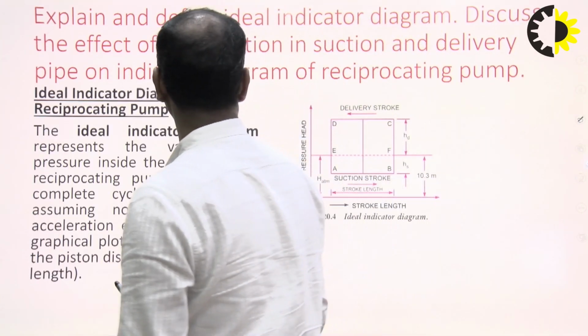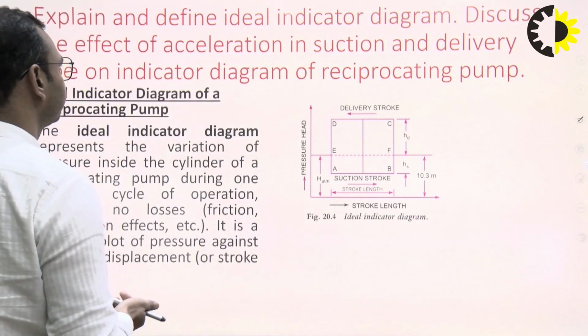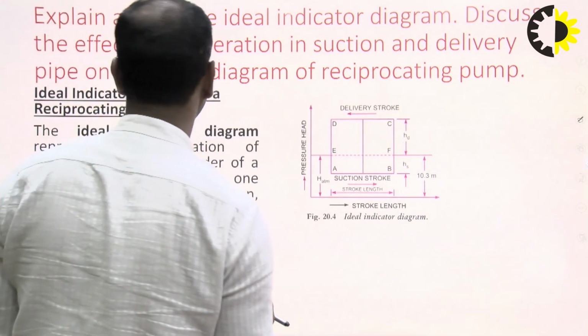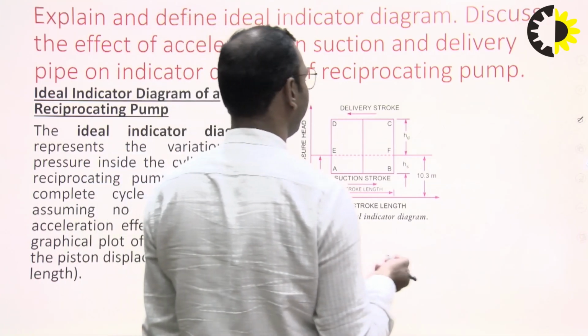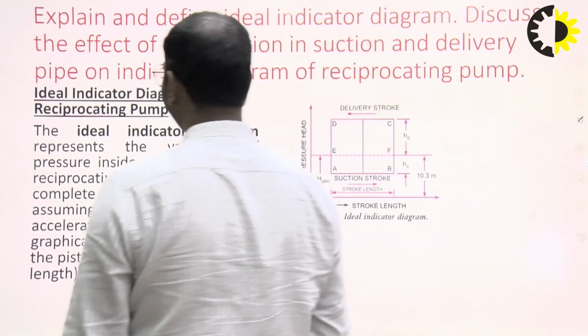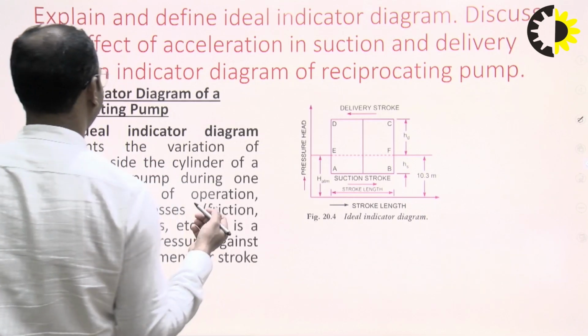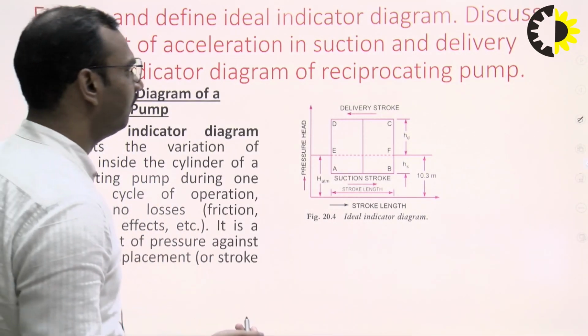Then what is the effect of acceleration in the suction and delivery pipes on the indicator diagram of a reciprocating pump? So first of all, I will discuss what the ideal indicator diagram is. After that, I will discuss the effect of acceleration.